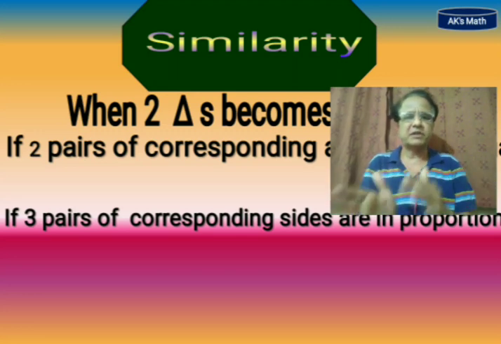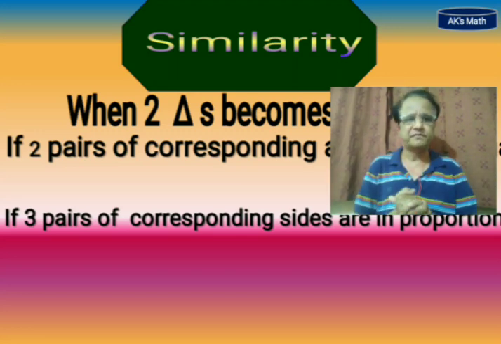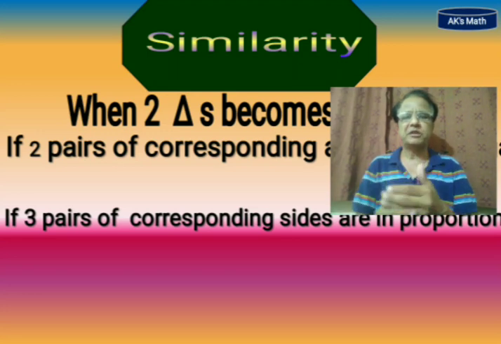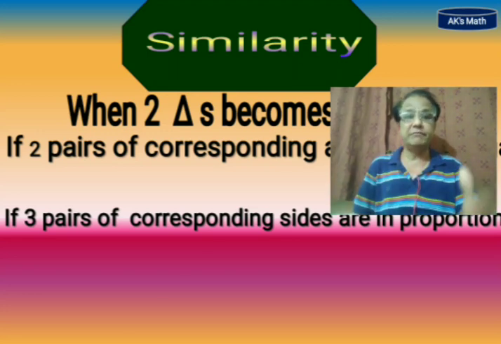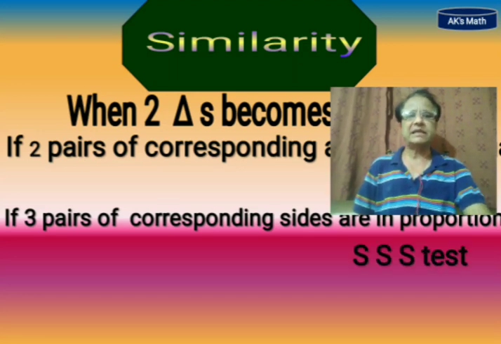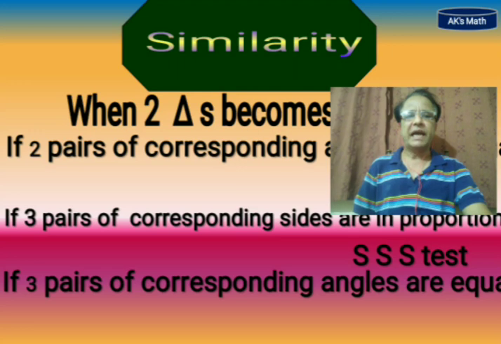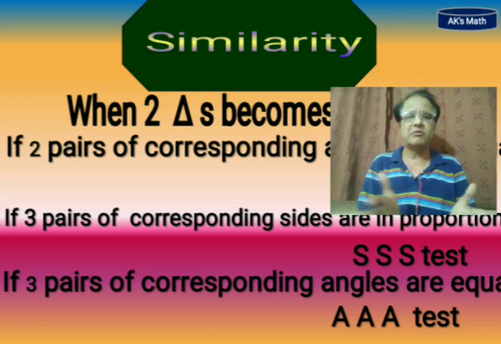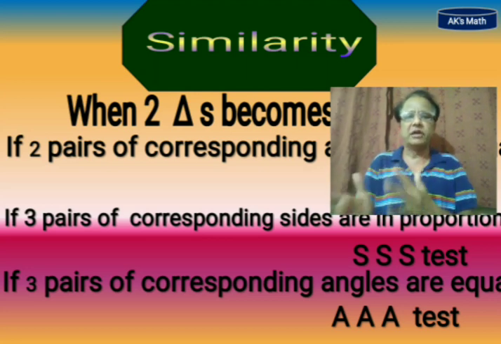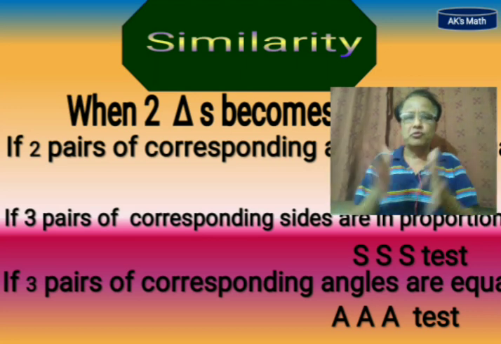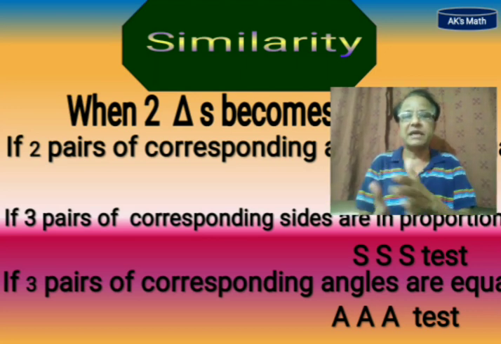If three pairs of corresponding sides are in proportion, what is the meaning of proportion, that we will learn in the next slide. But if the three pairs of corresponding sides are in proportion, then it is the triple S test of similarity. And if three pairs of corresponding angles are equal, then it is called the triple A test. One more test is there, which is called the SAS test. It means when two pairs of sides are in proportion and the included pair of angles is congruent, then we can say that those two triangles are similar by the SAS test.